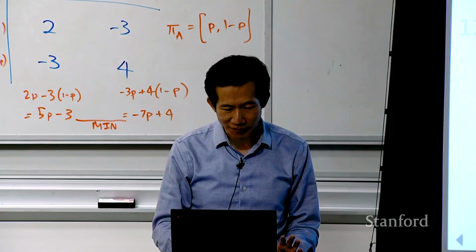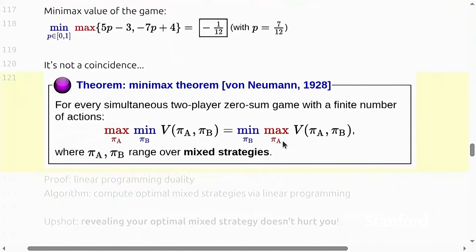It turns out that there is a very important theorem in game theory called the minimax theorem. This comes from John von Neumann from 1928, which says that for every simultaneous two-player zero-sum game, as long as you have a finite number of actions, we have 2 actions here, so that definitely counts, going first and going second is the same. In other words, max over pi A, min over pi B is the same as min over pi B, max over pi A.